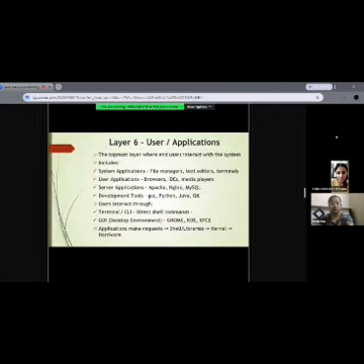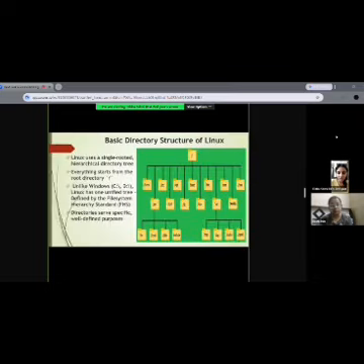Then the next layer is the user or application layer. It is the topmost layer where the end user like us interacts with the system. It includes system applications like file managers, user applications like browsers, and development tools like compilers. The user interacts either through the command line or a graphical interface. We can understand all this with one example.